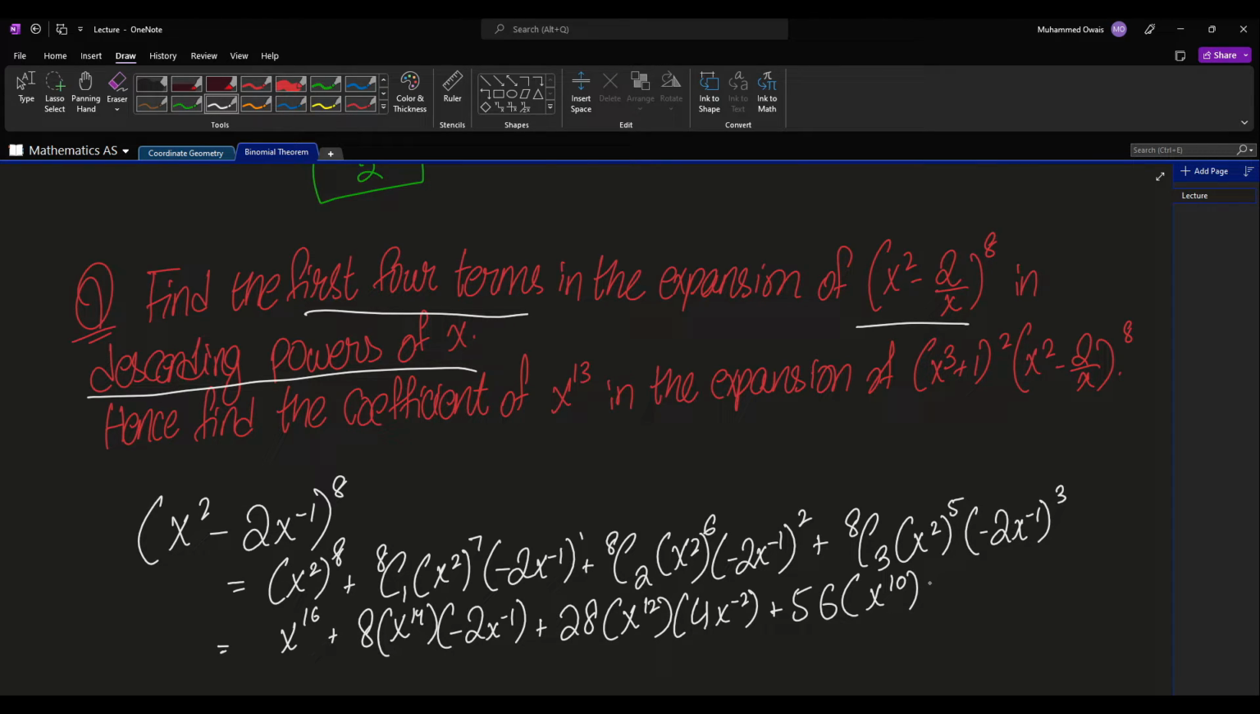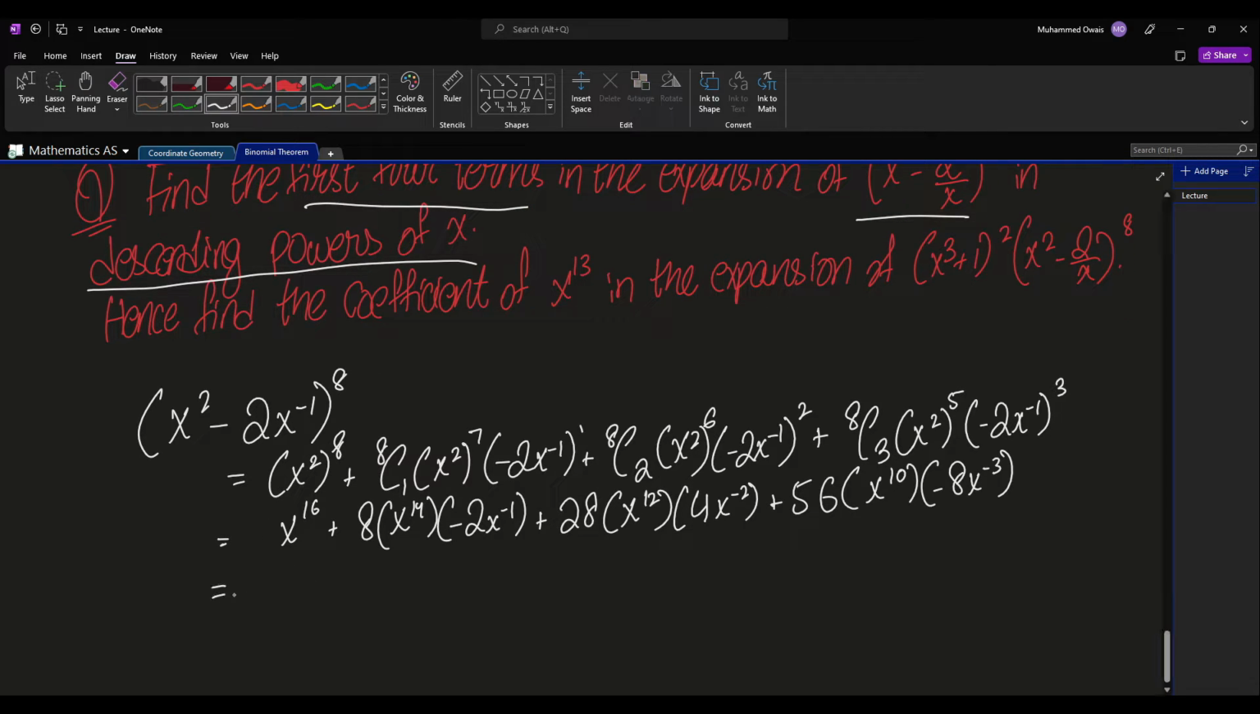5 into 2, 10, and this becomes minus 8x minus 3. Remember that the odd power does not change the symbol or sign. And lastly, this is x power 16, negative 16. Now then, this 14 and this x minus 1 would give us x power 13.